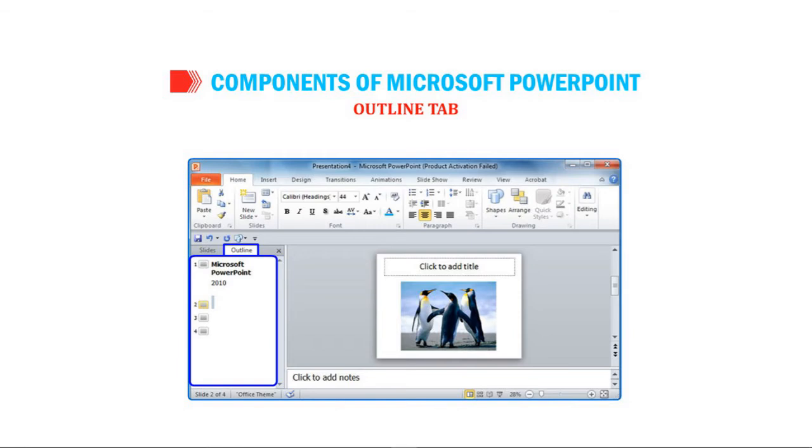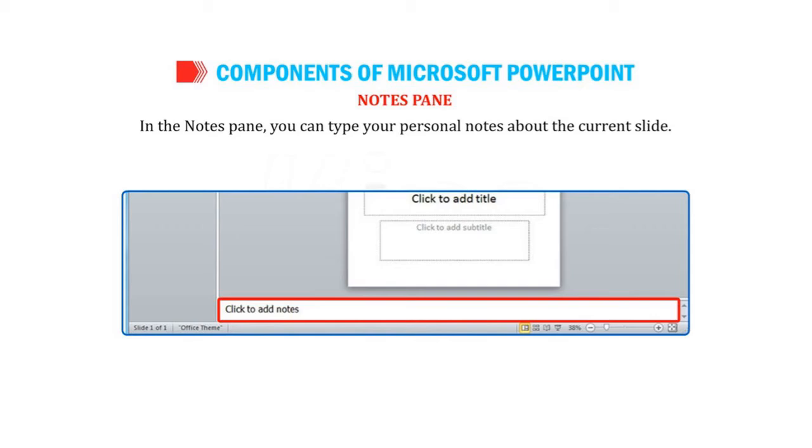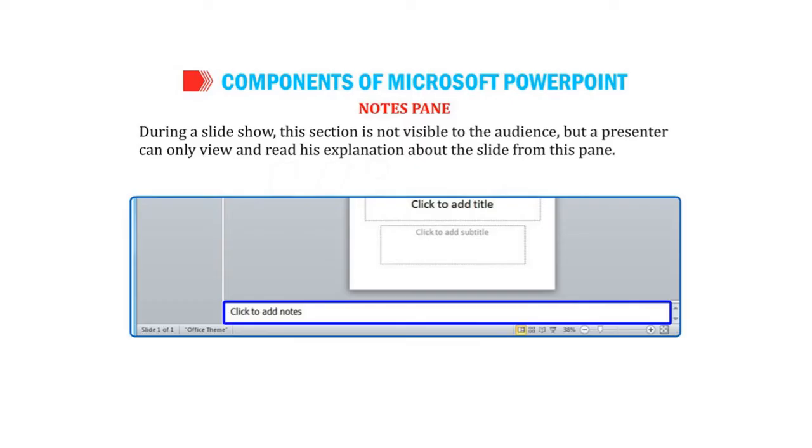Now, next one is Outline tab. The Outline tab displays the text content of each slide. You can edit your text directly in the outline view. Next is Notes pane. In the Notes pane, you can type your personal notes about the current slide. During a slideshow, this section is not visible to the audience, but a presenter can view and read his explanation about the slide from this pane.